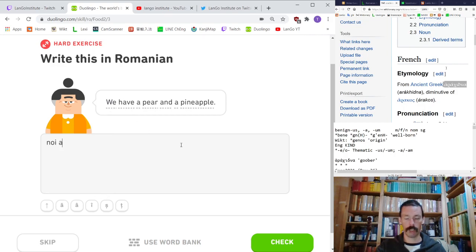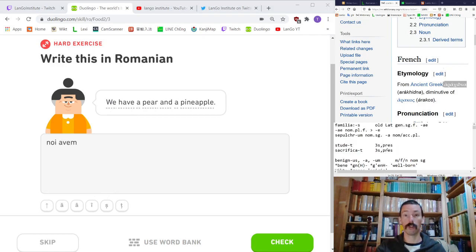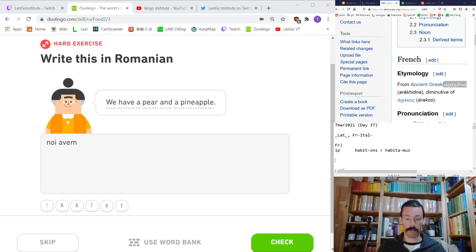Noi avem. We have. So we were talking about habemos. What did we have in French? Habitons. Avem. So in Romanian language, we've got noi avem. And this goes back to that same mus ending. Habemus of Latin. Let's mark the length here too. Habitamus.